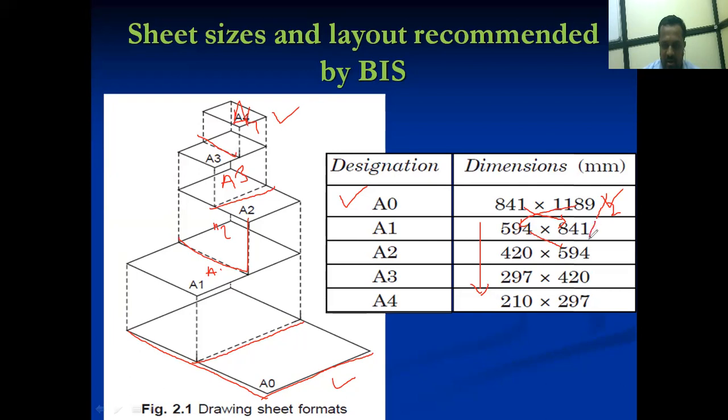Again, we divide this figure by 2. Whatever answer comes, we write it down here. Don't take the answer in fraction. In the same process, again divide this figure by 2. Whatever answer comes, write this answer on this side. Again, here we write this figure down and divide this answer by 2. Whatever answer comes, we write it down. In this manner, we can easily calculate the sizes of the sheets.